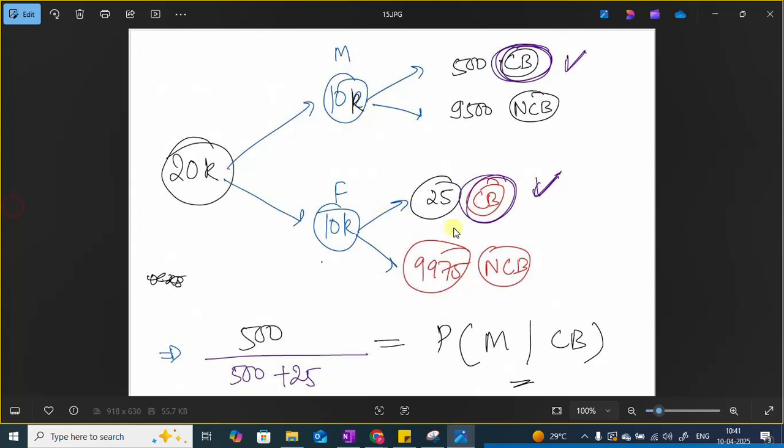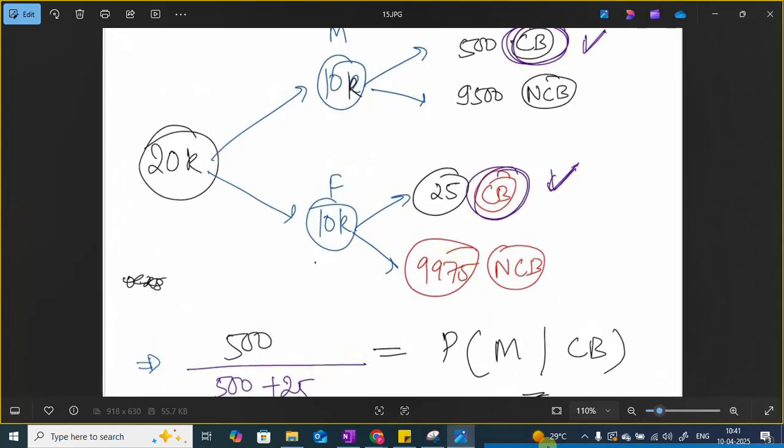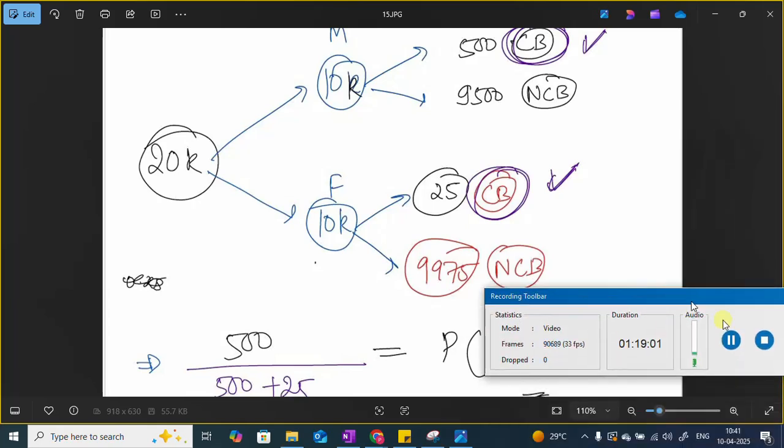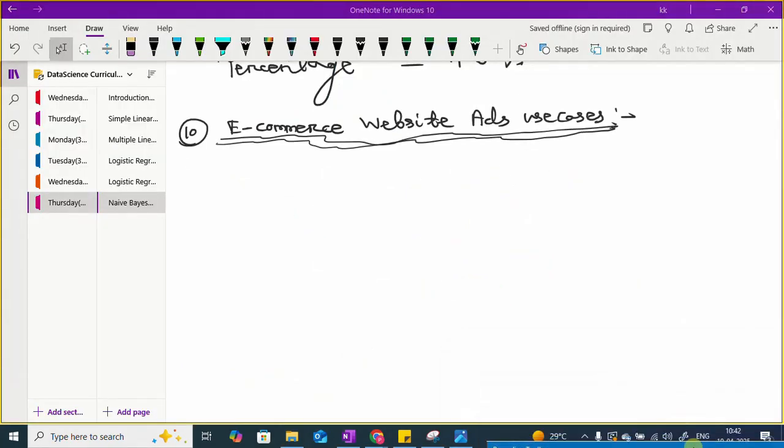Clear, guys? Any doubt so far? Any doubt so far? This is very simple. Any doubt so far? Please let me see your chat box. Okay, so this one is completed successfully.